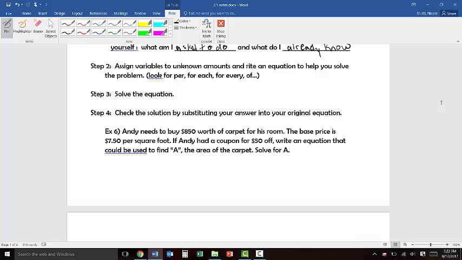So if we look at number 1, Andy needs to buy $850 worth of carpet for his room. Base price is $7.50 per square foot. If Andy had a coupon for $50 off, write an equation that we use to find A, area of carpet, and then solve for A. So right off the bat, your task is to find the area of Andy's room.